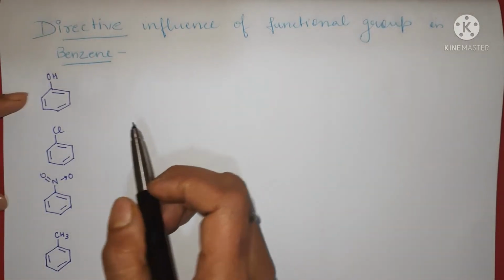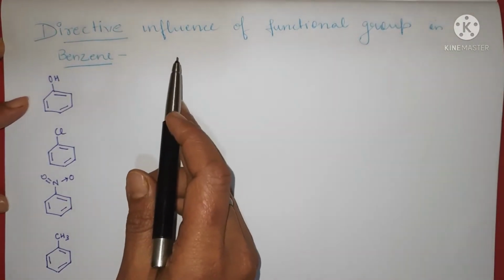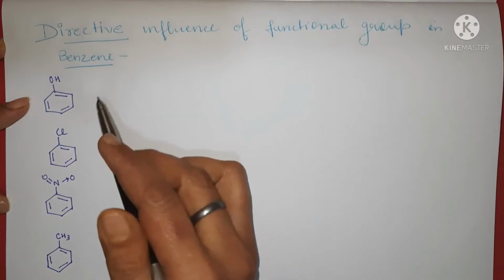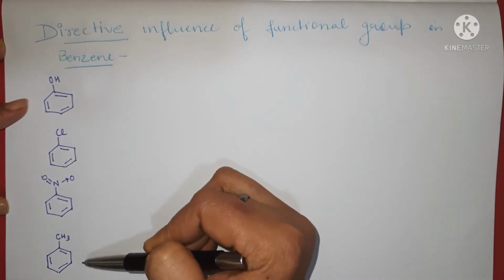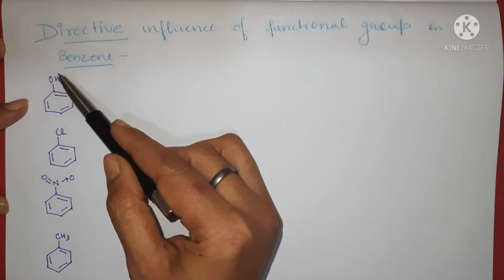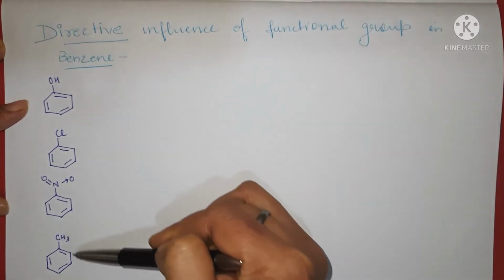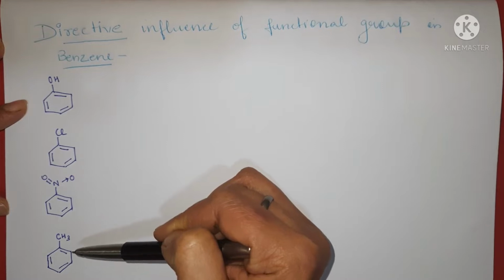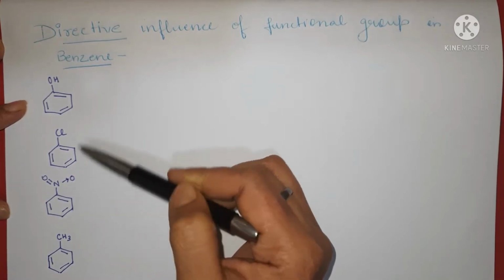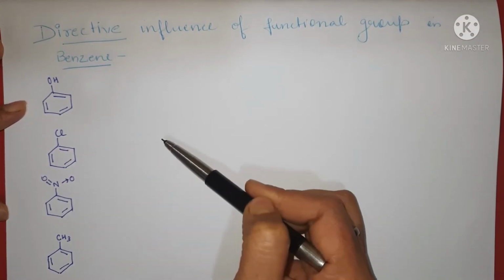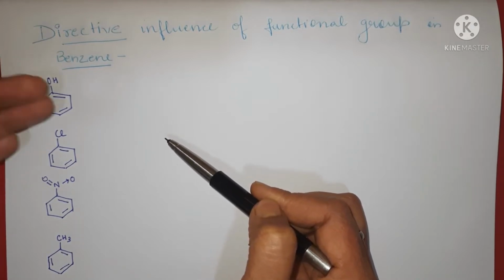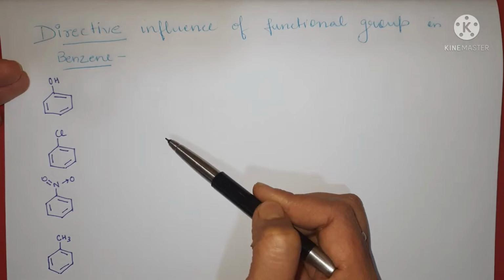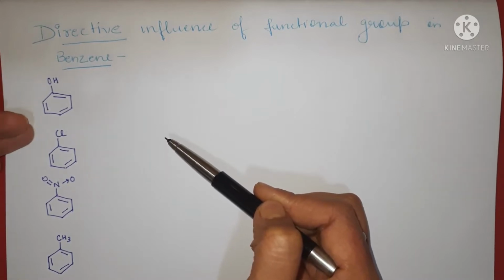In this video we are going to see the directive influence of these functional groups in benzene. So I have written a few organic compounds, and there are different types of functional groups attached on the benzene ring. First of all, let's understand the resonating structures of these compounds, and then we will discuss the influence of these functional groups on the benzene ring.